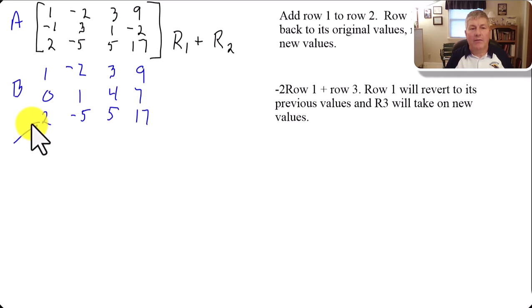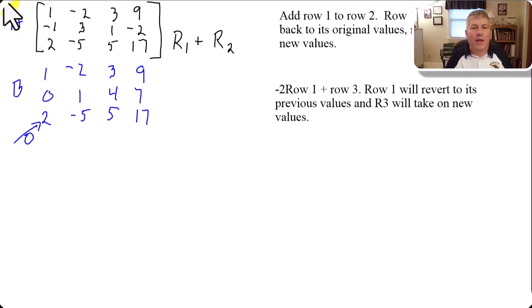So now my next goal is to change this 2 to become a 0. That's my goal, because I'm building this corner down here to be zeros. Well, if I take row 1 and multiply it all by negative 2, and add it to row 3, this 1 will become negative 2, plus 2 will become 0. Negative 2 times negative 2 is 4, plus negative 5.